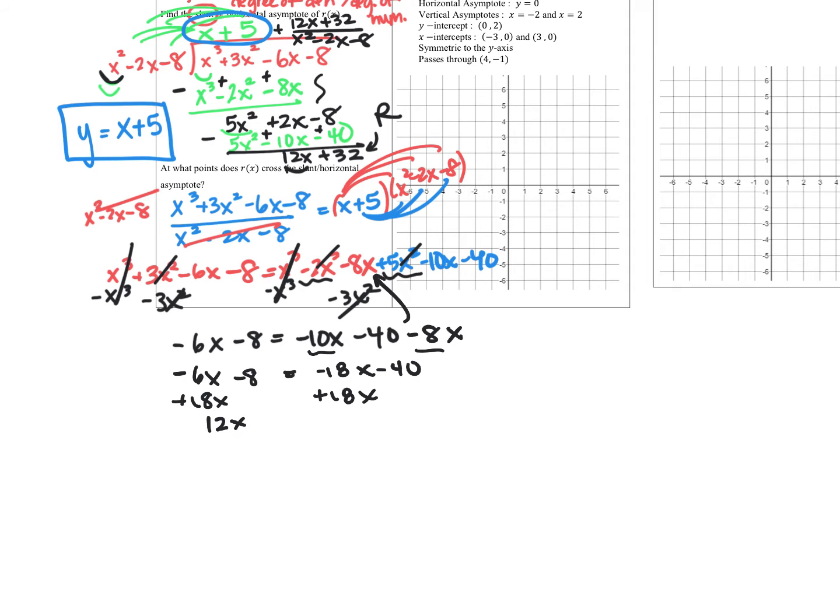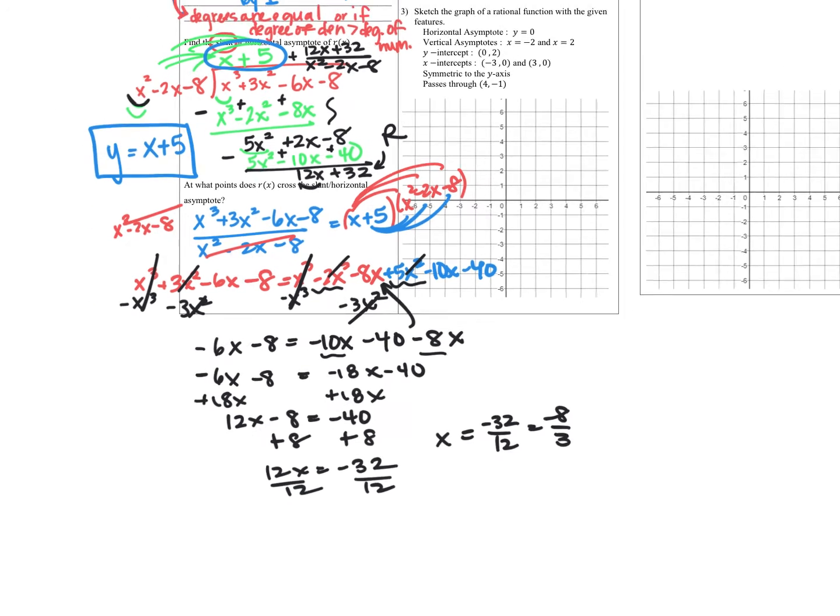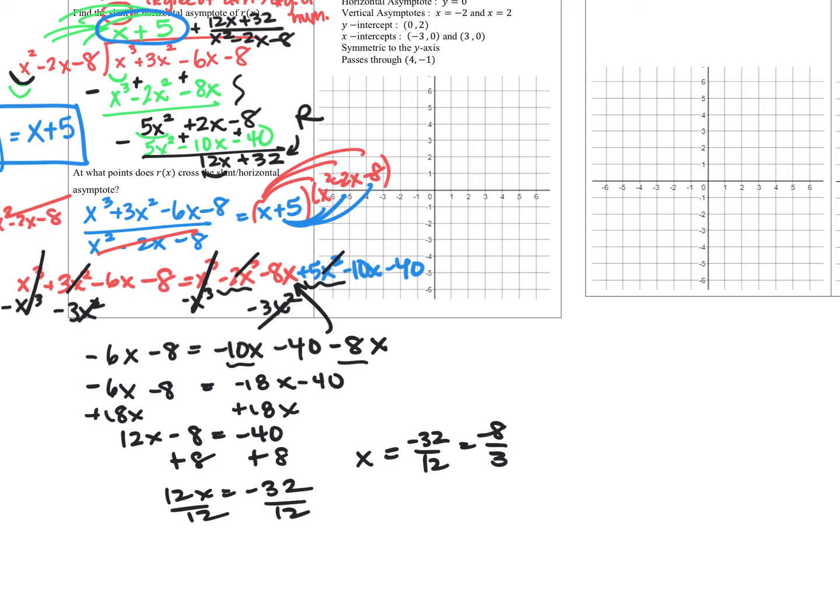It'll be 12x minus 8 equals negative 40. Add the 8 over, we're going to get 12x equals negative 32. Divide by 12. It looks like it will cross when x is equal to negative 32 twelfths, which is negative 8 thirds. Again, what we're saying is, when will this rational function be equal to that line? Graphically, we're saying when do they intersect? It's going to happen when x is equal to negative 8 thirds.